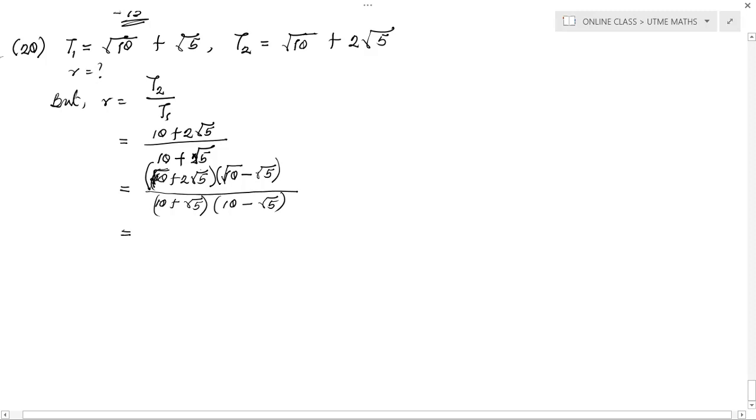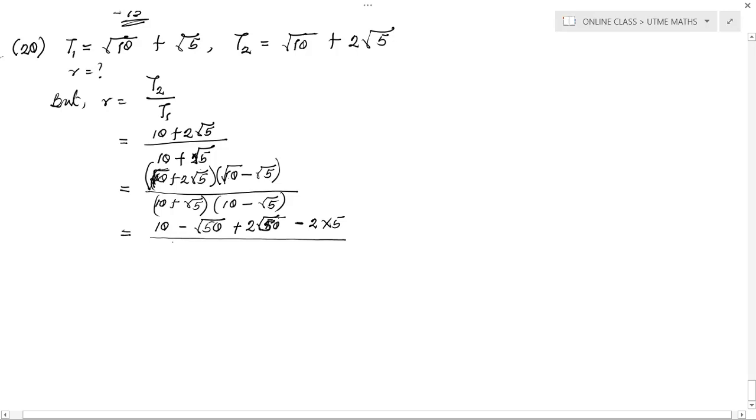Now with this, if we multiply, we have root 10 times root 10, that is 10. Root 10 times minus root 5, that's minus root 50. 2 root 5 times root 10, that's plus 2 root 50. Just multiply the 10 inside with the 5 inside. Then we have 2 root 5 times minus root 5. That will give you minus 2 times 5, because root 5 times root 5 will give you 5.